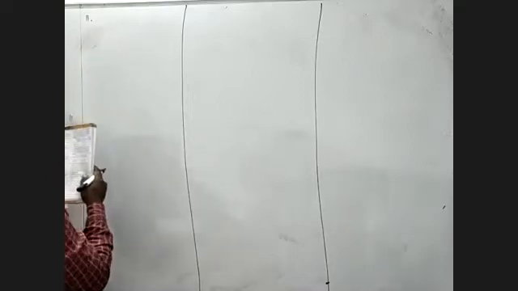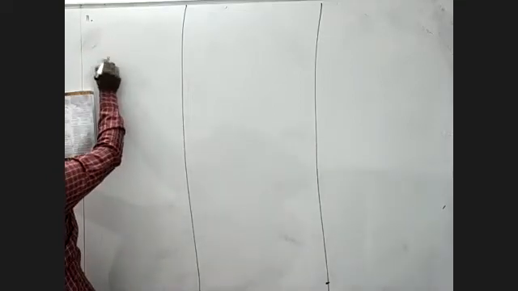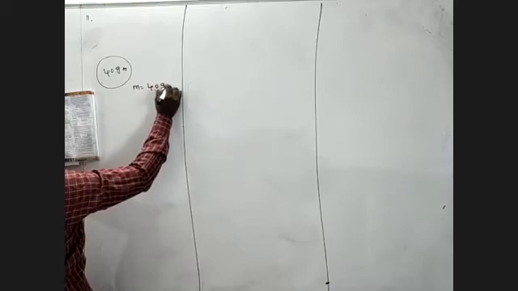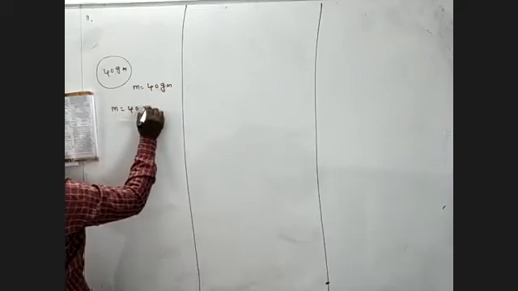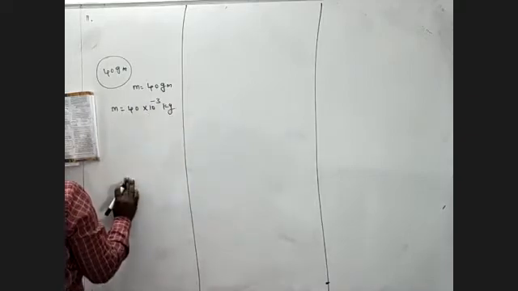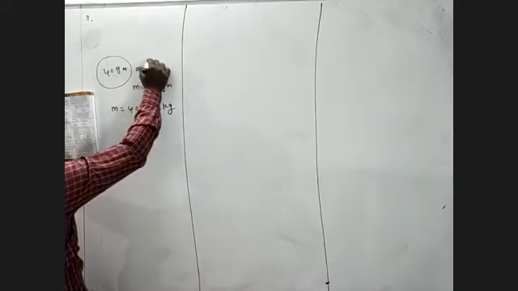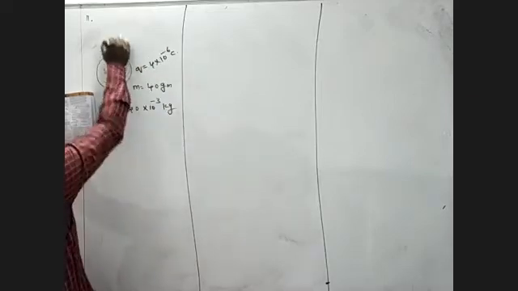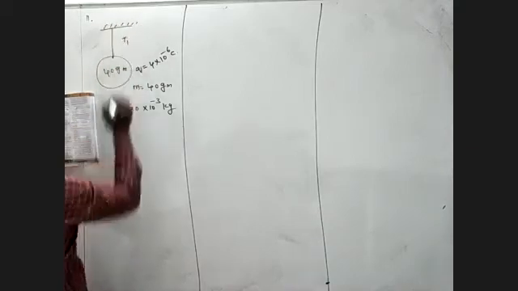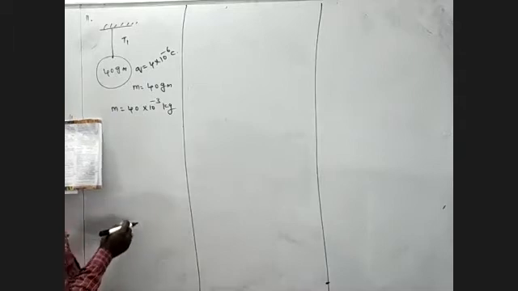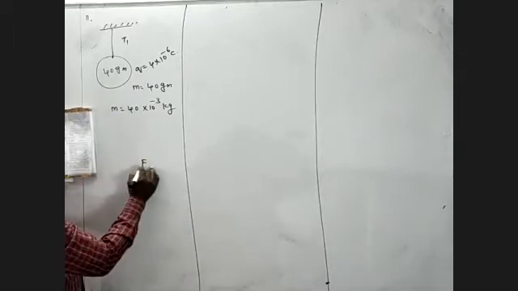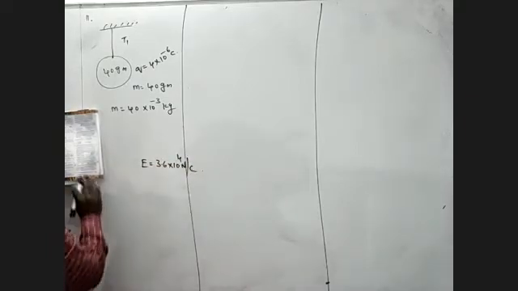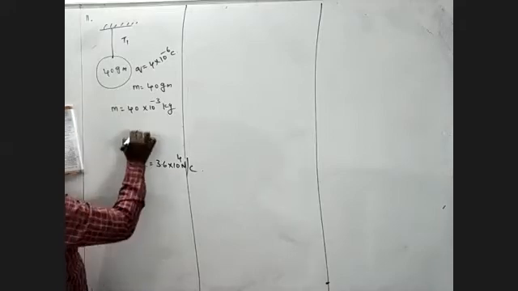What is given? The bob of a simple pendulum has mass 40 gram. This is converted into kg, 40 into 10 to the power of minus 3 kg. It has a positive charge of 4 into 10 to the power of minus 6 coulomb. This charged bob oscillates with a time period T1. Then an electric field of intensity E equal to 3.6 into 10 to the power of 4 Newton per Coulomb is applied in the vertically upward direction.